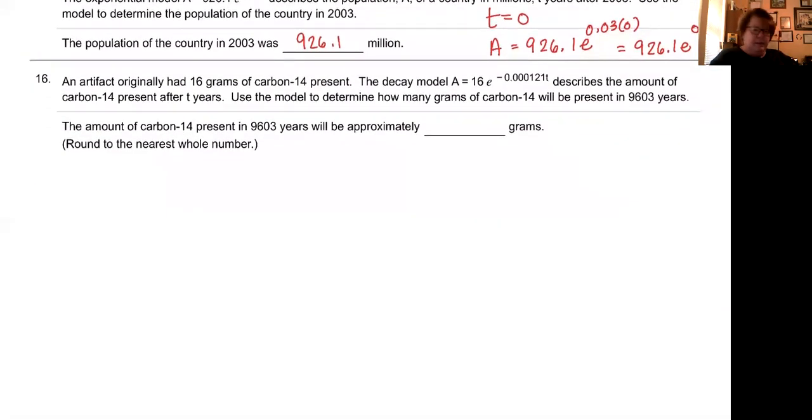All right, last but not least. An artifact originally had 16 grams of carbon-14 present. They give me the decay model. Well, that was awfully nice of them. A equals 16 times e to the minus 0.000121t describes the amount of carbon-14 present after t years. Use the model to determine how many grams of carbon-14 will be present in 9,603 years. So it's a plug and chug because they give you t.